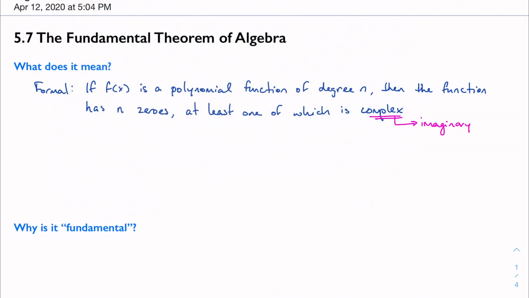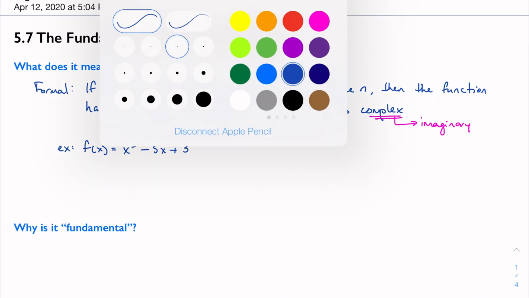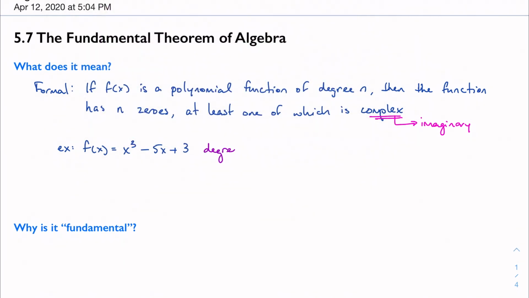What this means realistically is that actually, that's a pretty good way to state it realistically too, right? So maybe the best example then would be to say if my function is x cubed minus 5x plus 3, that has degree 3, which means there are 3 zeros. You know, they're not necessarily unique zeros, right? They could all be the same number. Some of them could be imaginary, but there are 3 solutions in some form. I can write this as the product of 3 factors.